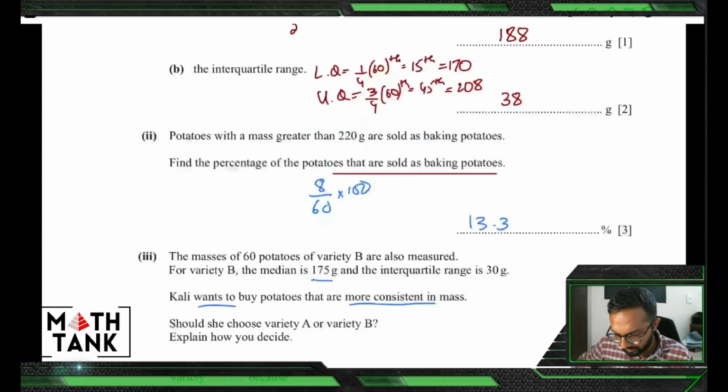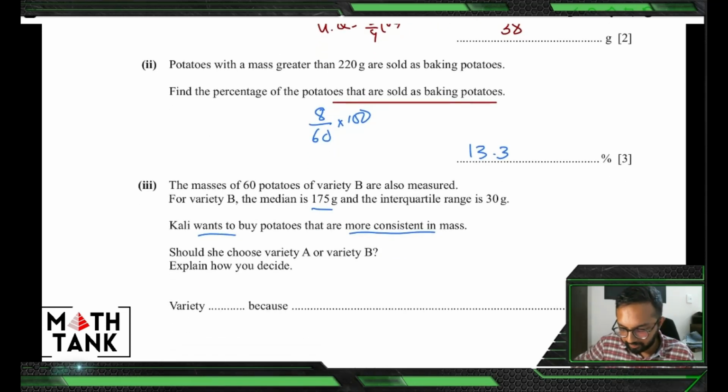So should she choose variety A or B? She should choose the one that has a lower range. In this case, you've calculated the interquartile range. So you compare the interquartile range. You'll say variety B because it has lower interquartile range.